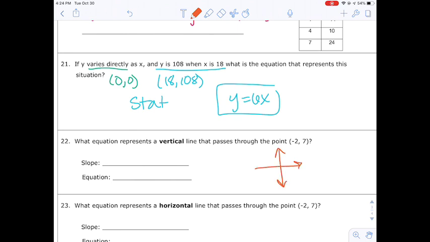Problem 22 is asking for a vertical line that goes through the point (-2, 7). A vertical line is a vux, so that would be vertical. A vux has a slope that is undefined, and the x in the equation, or the x in vux, tells you the equation. It's x equals the x from your point.